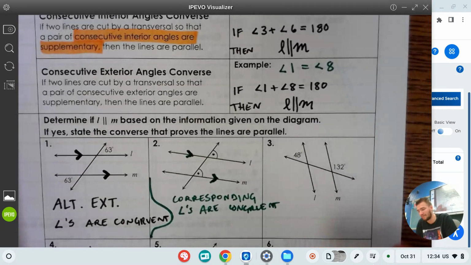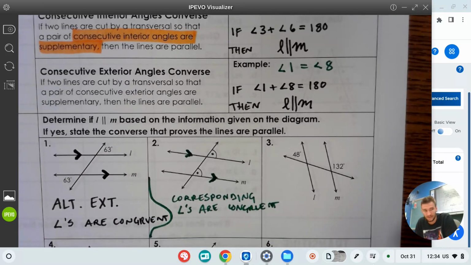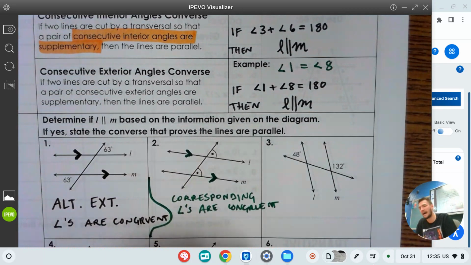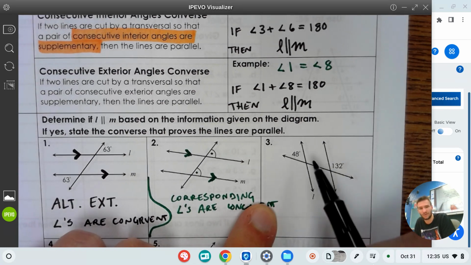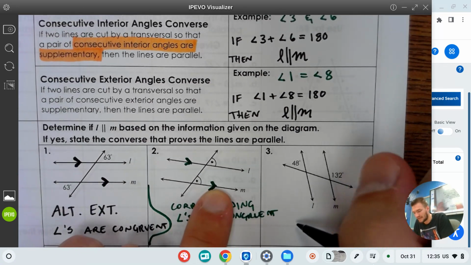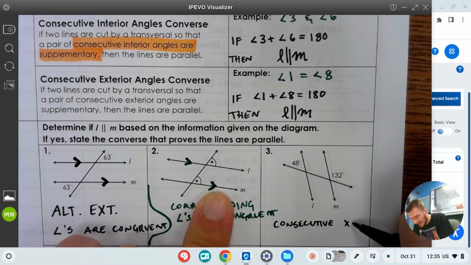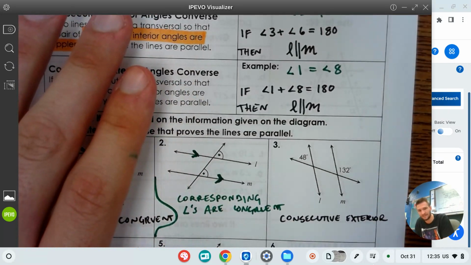All right, what do you think about number 3? Can you guarantee me that L and M are parallel? So, can you guarantee me if they're parallel or not? We need to look at the angles that we get, and we need to figure out how these two things are related. What's the relation here? These are consecutive exterior angles.